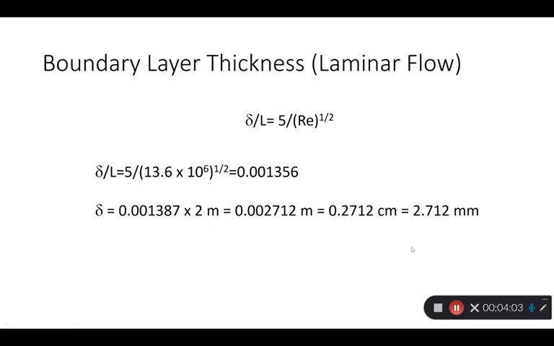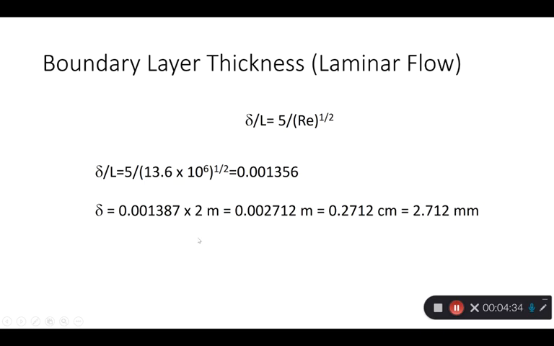If somebody asks you what is the thickness of the boundary layer at the trailing edge of the flat plate, all you have to do is 5 over the square root of the Reynolds number. So we know the Reynolds number is this one. We can solve for delta because L is 2 meters. It's 2.712 millimeters. So it's a very, very thin boundary layer compared to the length of the flat plate, which is 2 meters. So a 2 meter chord, and only a 2 millimeter thick boundary layer.